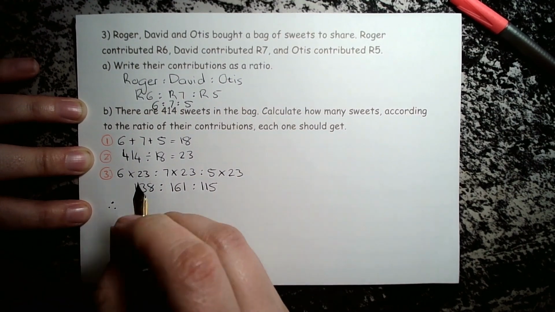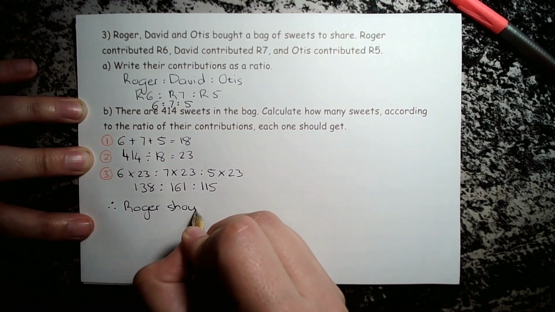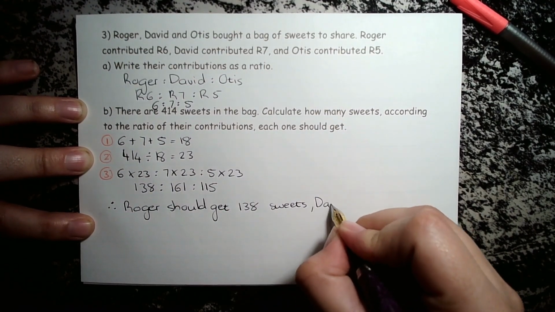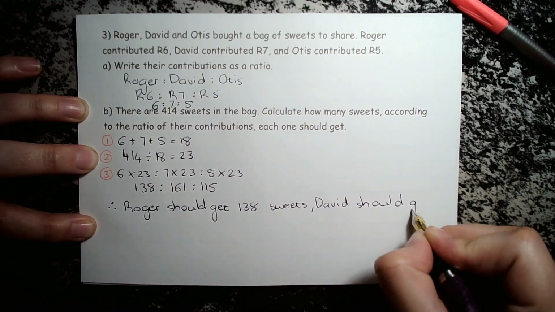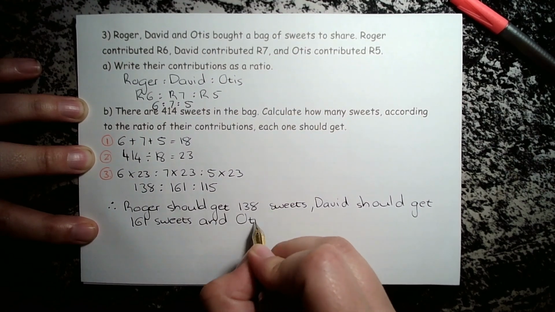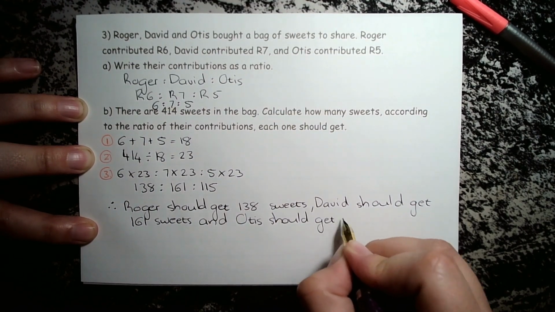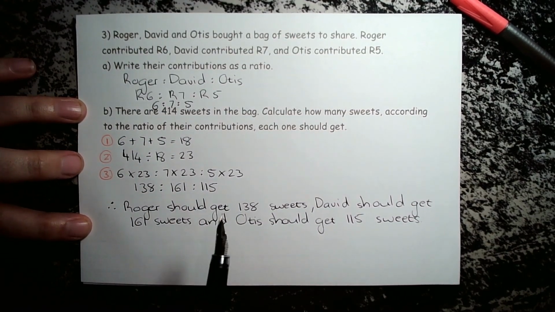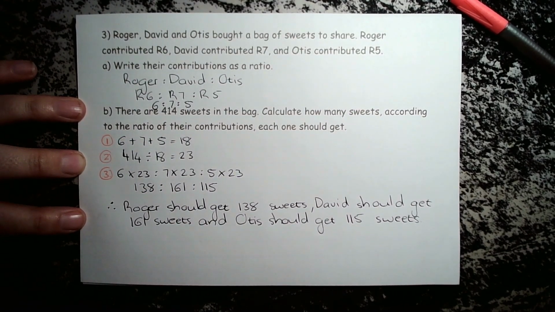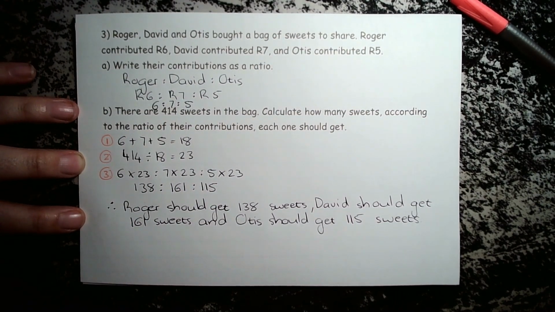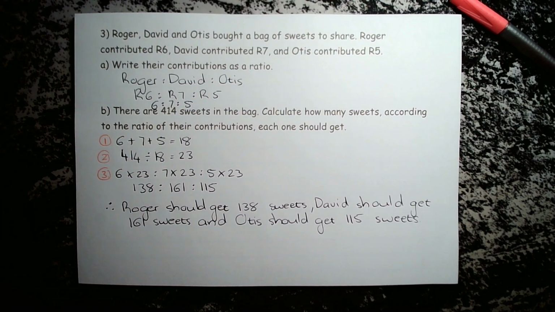So therefore, Roger should get 138 sweets. David should get 161 sweets. And Otis should get 115 sweets. If we add 138, 161, and 115 all together, that will take us back to the total of 414 sweets, and each person will get the amount of sweets that they contributed for.